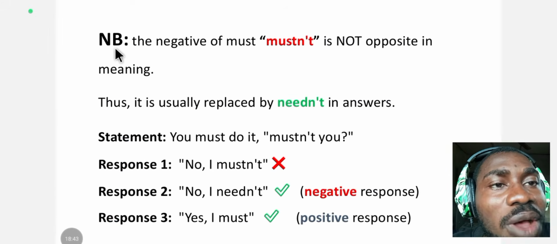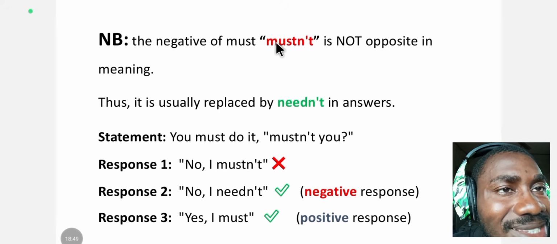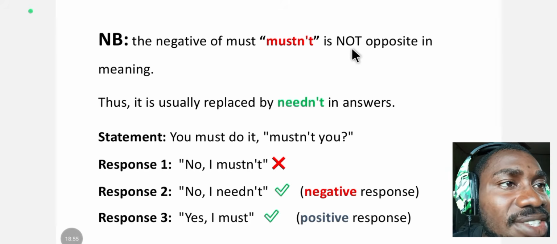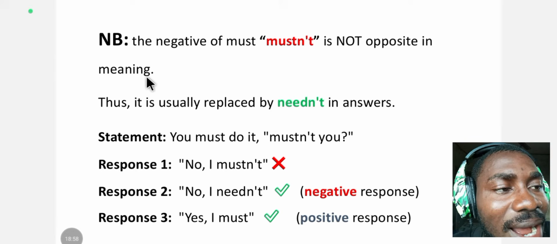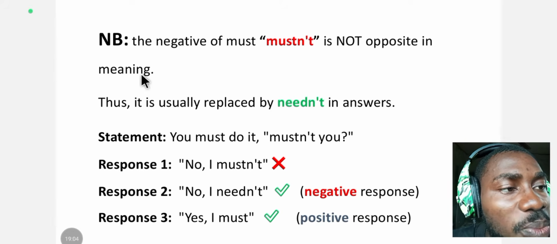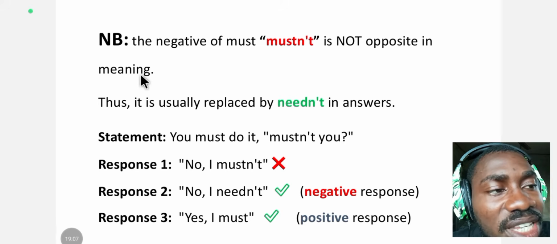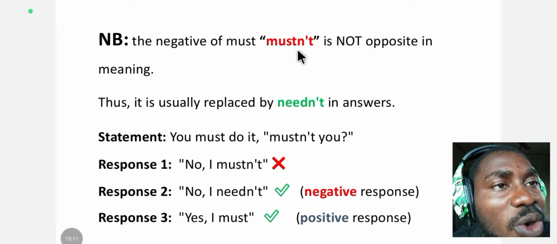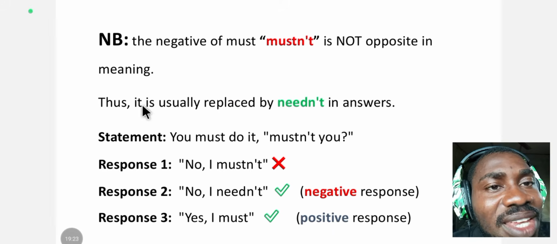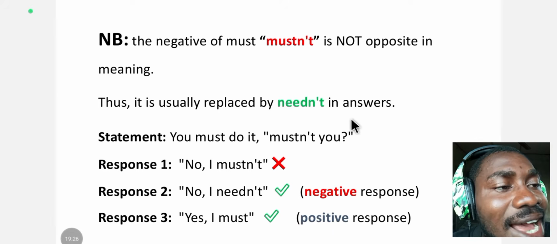Moving on. Note something very, very important. The negative of must, mustn't or must not, is not opposite in meaning. Remember, a tag to a statement is usually an opposite of the statement. So mustn't here, as an auxiliary verb, which is the negative form of must, is not opposite in meaning. So it is usually replaced by needn't in answers.